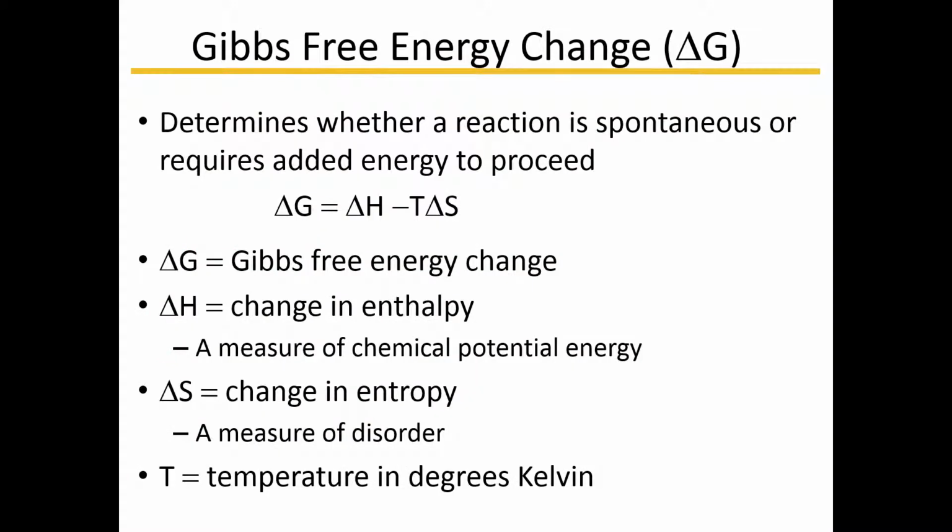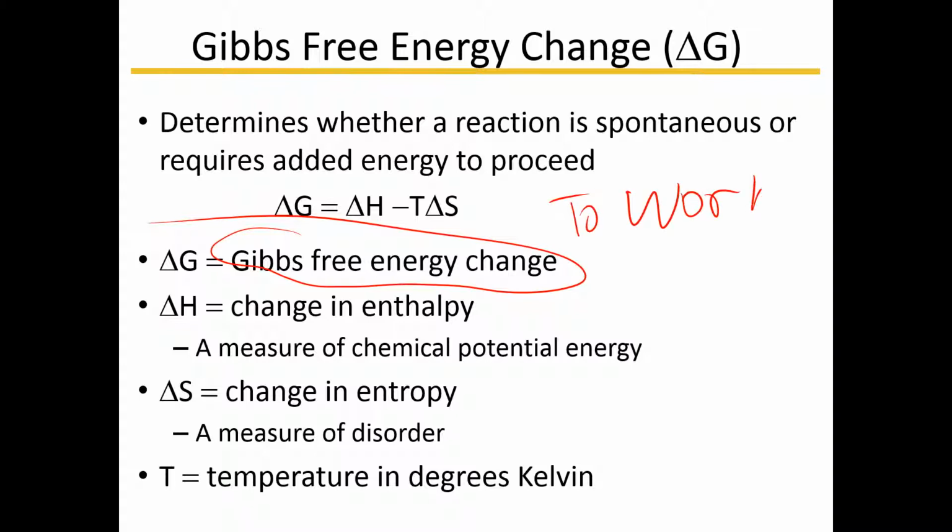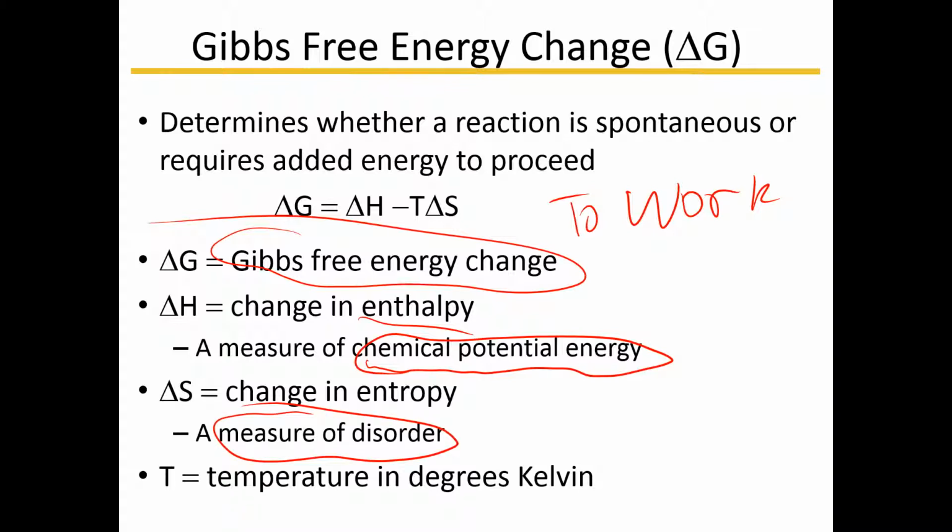Now, when you start talking about chemical reactions that take place in a cell, you're talking about free energy. This free energy is what we call Gibbs free energy. Gibbs free energy is the energy that is able to do work. So delta H, as I mentioned, is basically enthalpy. It measures the chemical potential energy. And then delta S measures the amount of disorder. In this case, temperature is in degrees Kelvin.